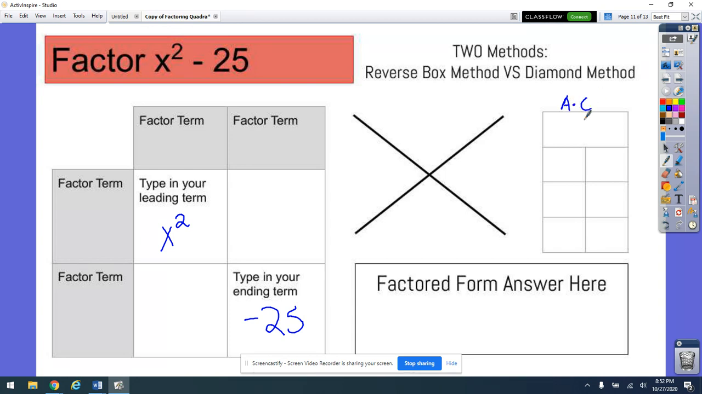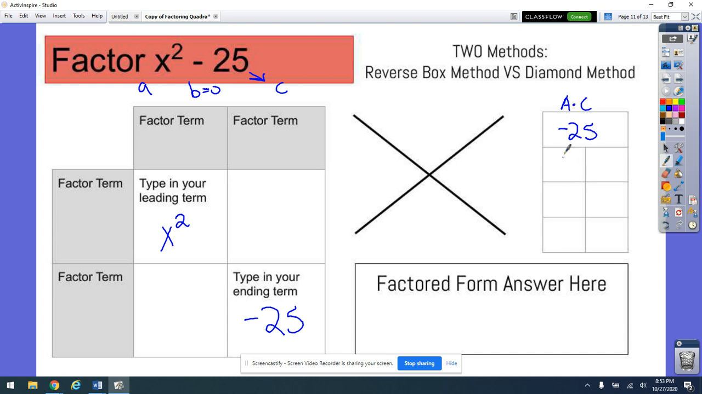Again, a times c. So I'm going to take my a. Now, if you notice, a is in front of the x squared. Where's the other x? If there's nothing there, that means that b is going to equal 0 since we don't have it. And this is my constant number, so this is my c number. So now I have a 1 times negative 25 for this box, so I get a negative 25. Now, for your sign rules, when you are multiplying, you either have to have a positive and negative or a negative and a positive multiplying.